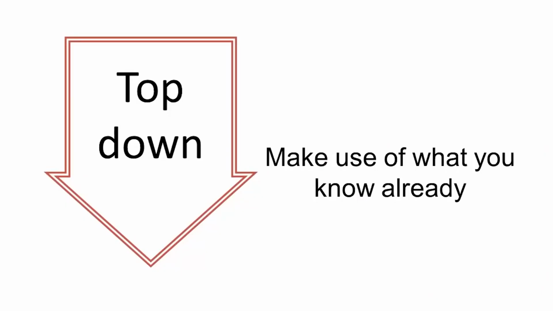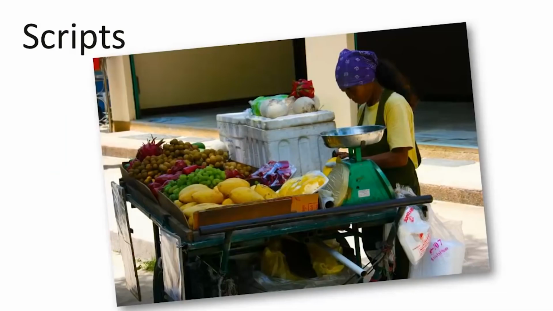So, top-down processing makes use of what you already know. The situation, the structure of the language, the content of what it's going to be. This can be in the form of scripts, similar to the one I looked at before, but also something like this. So if you walk up to this stall, you can probably predict how the conversation's going to go. Can I help you? I'd like some oranges, potatoes, whatever. How many would you like? Half a kilo? How much is that? Etc, etc. So it's a buying transaction script.